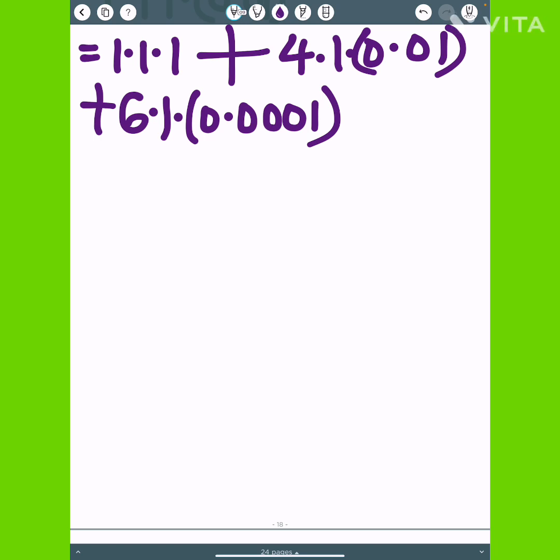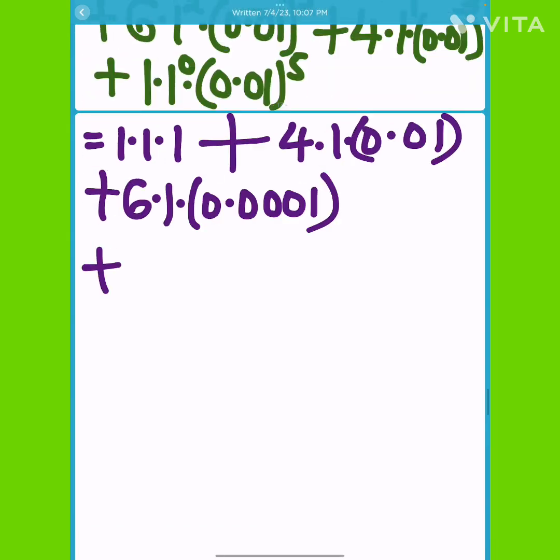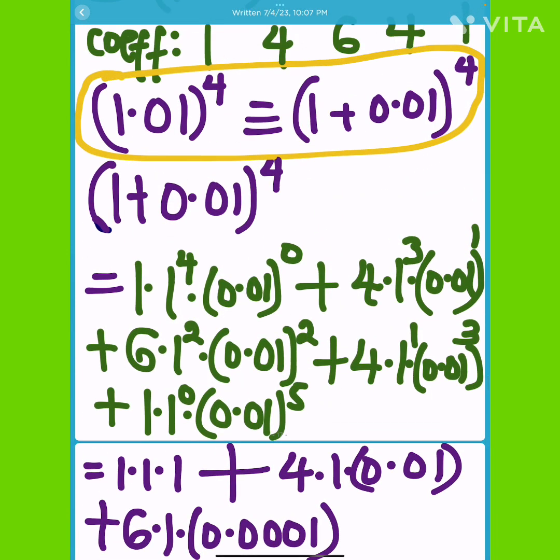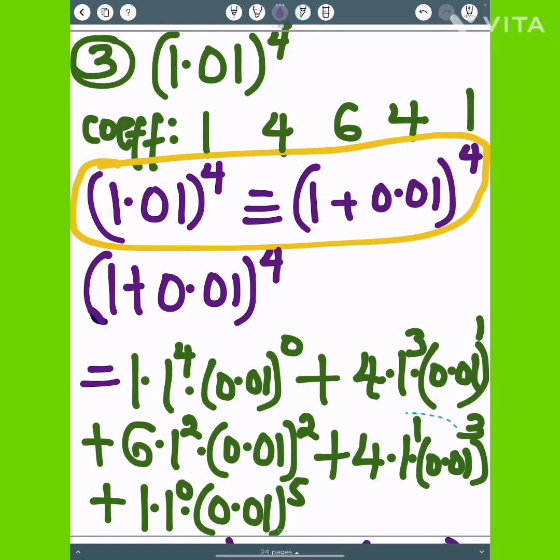0.01 times 0.01 will give 0.0001. So take note of that. Next is my fourth term. Let's simplify the fourth term now. This is my fourth term here.